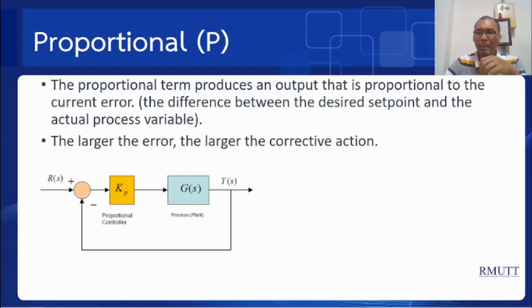This is the block diagram. We have set point here, and then this is comparator, and here the proportional controller, and then this is the process plan. At the end, we have the output, and from the output to the set point, we have branch name feedback.